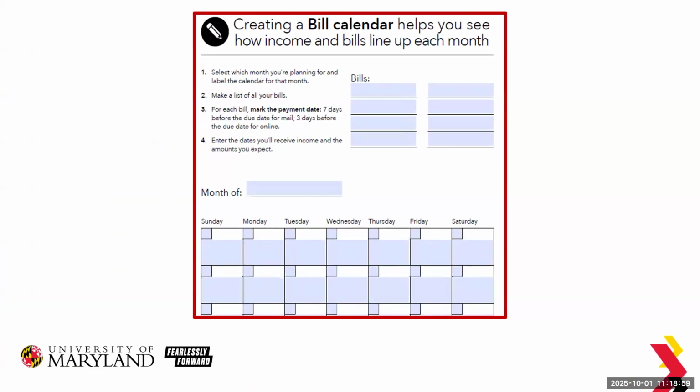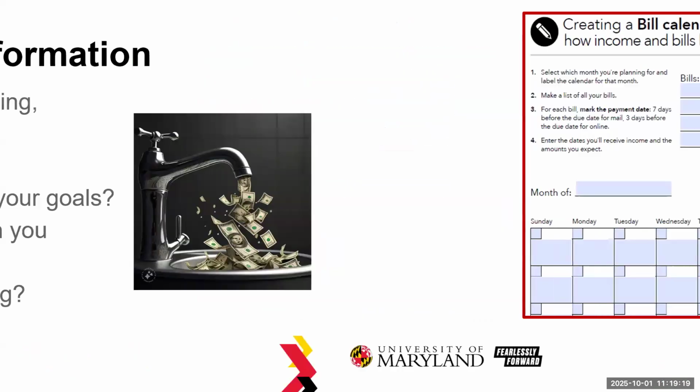And so this is just an example of the calendar version, and this is in that Your Money, Your Goals toolkit. And all you do is write down on the calendar what days. This is set up where you can type everything in online if you want, or you can just print it out. But that's a tool that's out there and available to you.